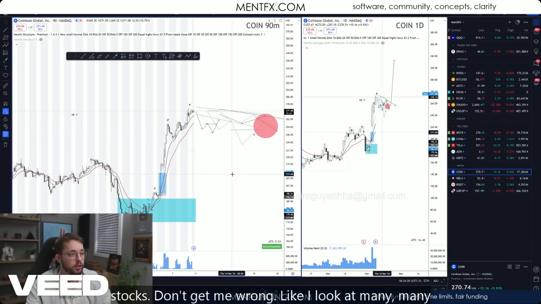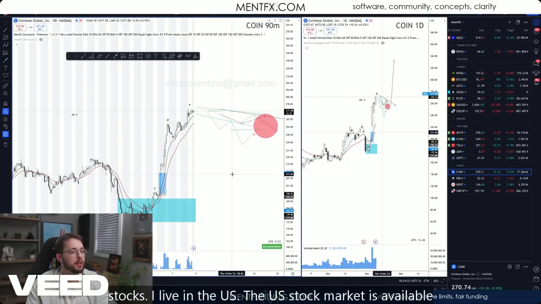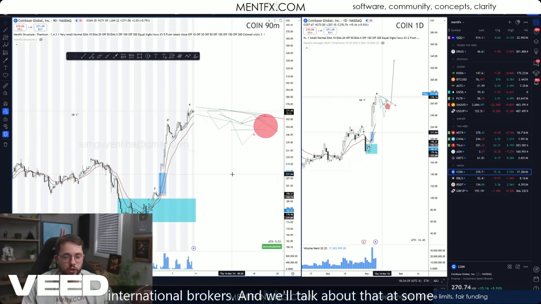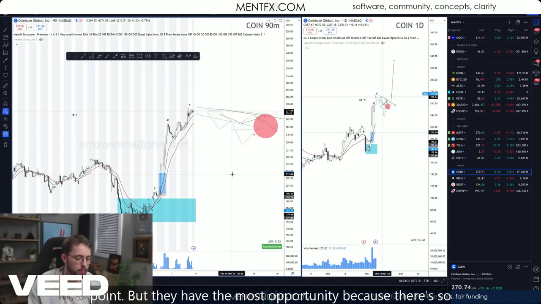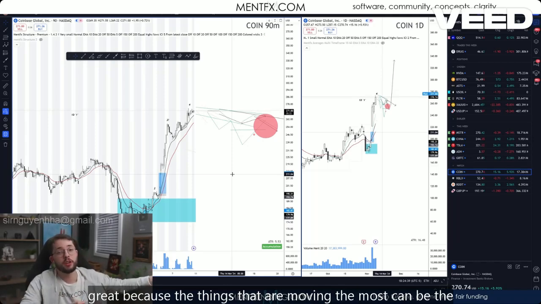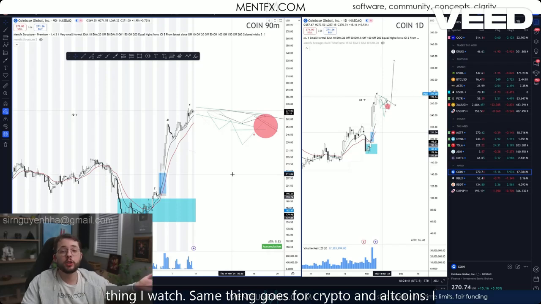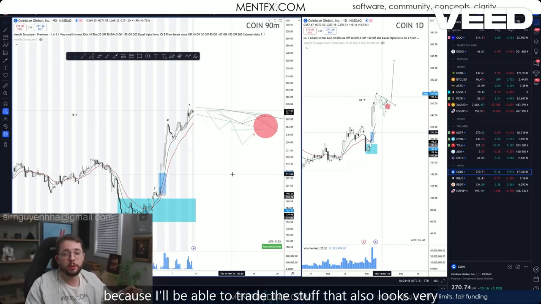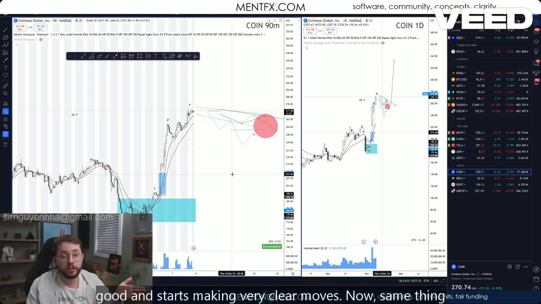Now, I know these are stocks. Don't get me wrong, I look at many, many stocks. I live in the US. The US stock market is available to me. It's actually available to everyone. There's many ways to get an international brokerage, and there's many international brokers. And we'll talk about that at some point. But they have the most opportunity because there's so many assets that make up many different things, which is great because the things that are moving the most can be the thing I watch. Same thing goes for crypto and altcoins. I can't wait to get a proper crypto account created for myself because I'll be able to trade the stuff that also looks very good and starts making very clear moves.